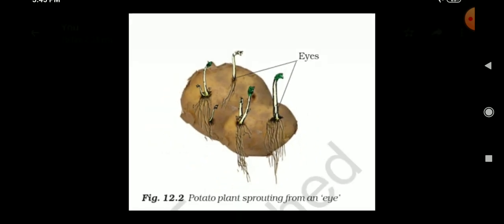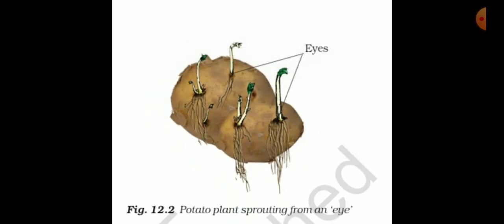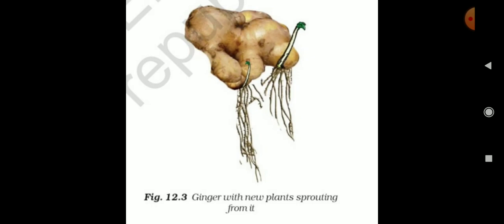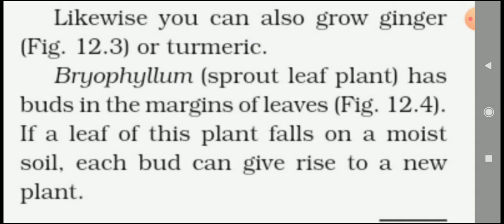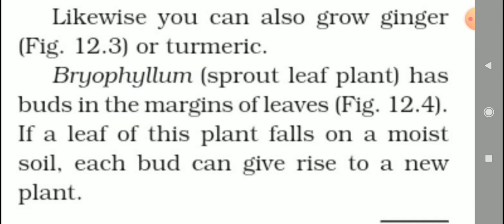Okay, this one: potato plant sprouting from an eye. Ginger with a new plant sprouting from it. Ginger also, listen, ginger also grows likewise by this method. Ginger or turmeric.